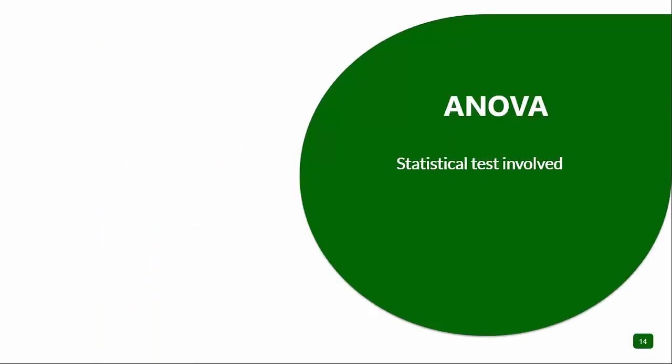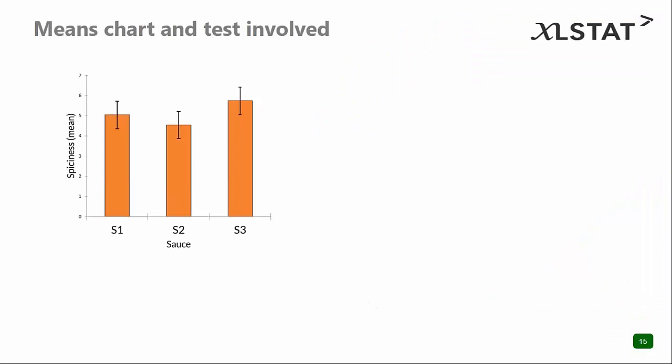So as you have seen, I've asked a question whose answer is yes or no. So there's some kind of a statistical test that will be involved. How does this test work? Let me show you first the means chart of spiciness according to the sauce and talk about statistical jargon around ANOVA.